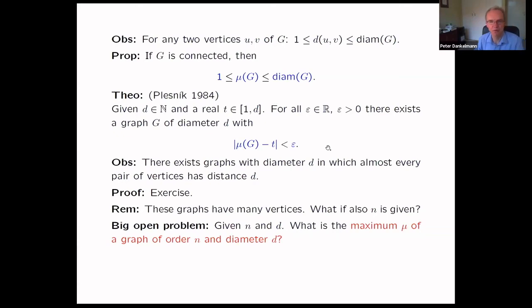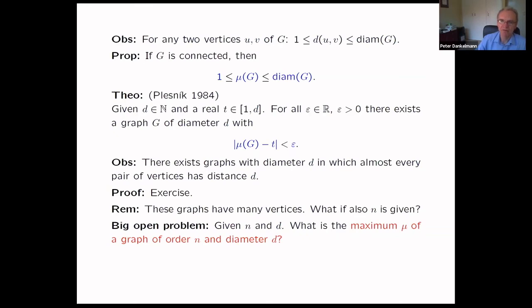To be a little bit more precise, that's not quite all that he proved, but he said, okay, if you want a graph with given diameter, give me any number T between 1 and the diameter, and give me a small epsilon. And that's epsilon like the people in calculus like taking it. So it can be an arbitrarily small number. He said, then I can give you a graph, G, that has diameter D, whose average distance may not equal T, but it will be within epsilon of T.